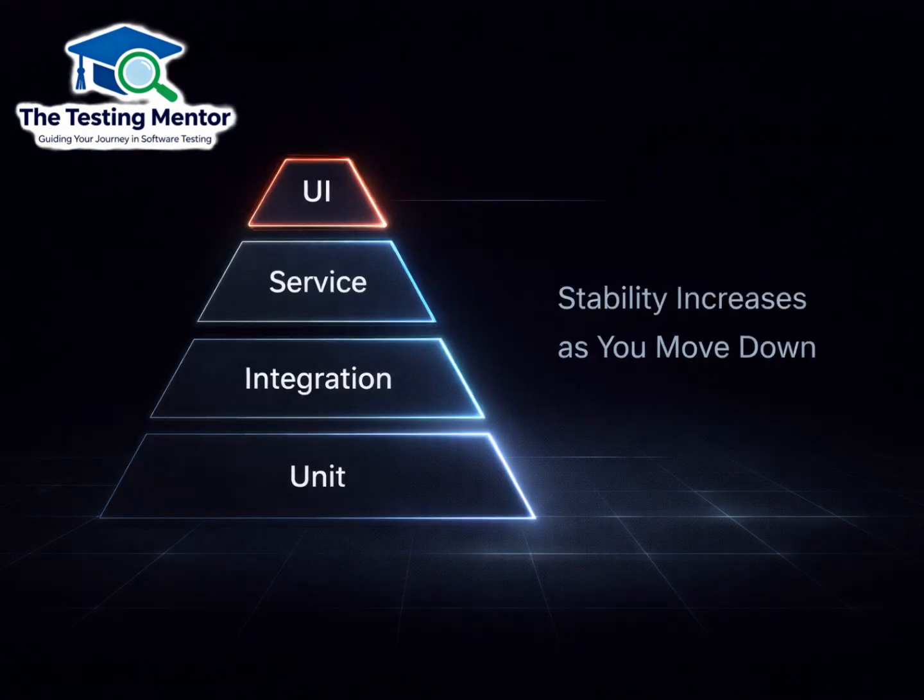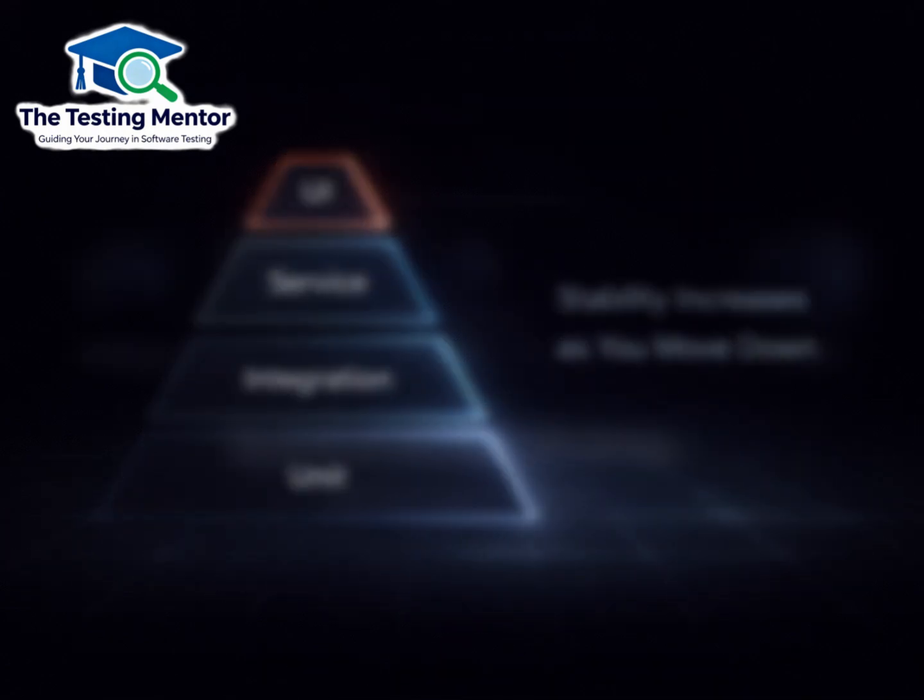Here's senior level thinking. Ask yourself, does this need to be validated via UI? Business logic, test via API. Data validation, test via backend. UI tests should verify critical flows, rendering correctness, integration points. If your UI suite is huge, you're increasing flakiness risk. The testing pyramid exists for a reason.